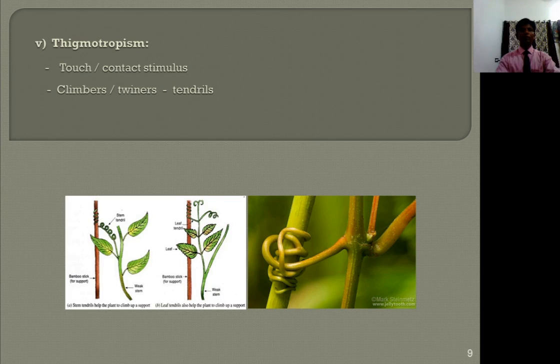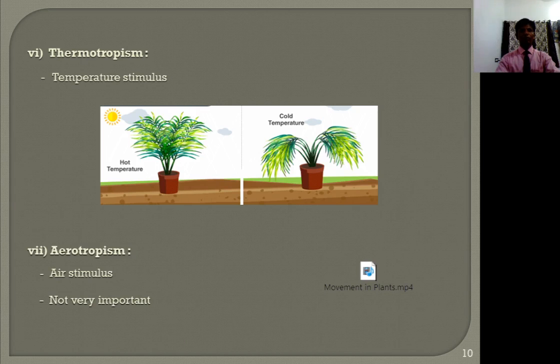Now we'll see the next phenomenon, thermotropism. Which movements are called thermotropic movements? The plant movements which occur toward the temperature are called thermotropic movements. In other words, the tropic movements which occur due to the temperature stimulus are called thermotropic movements, and the phenomenon is called thermotropism.